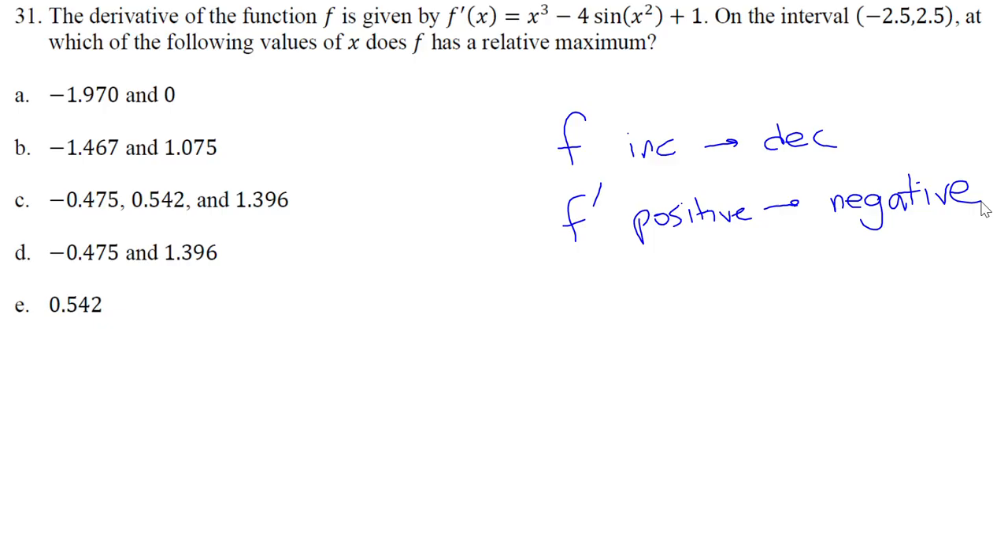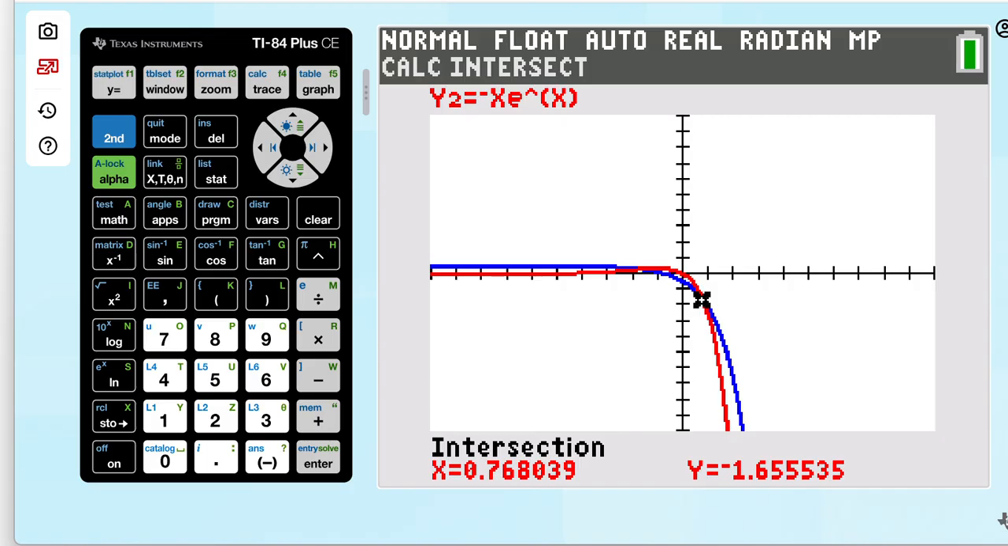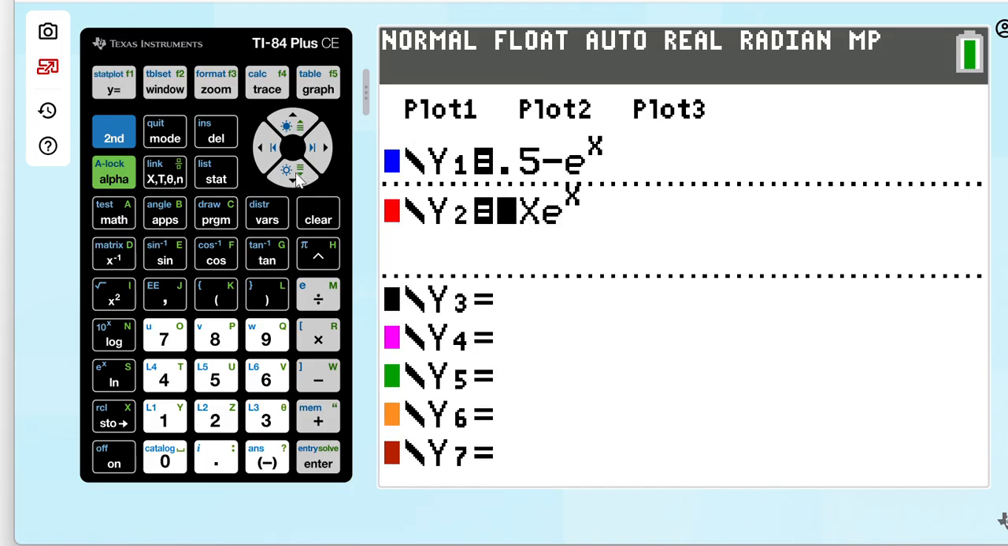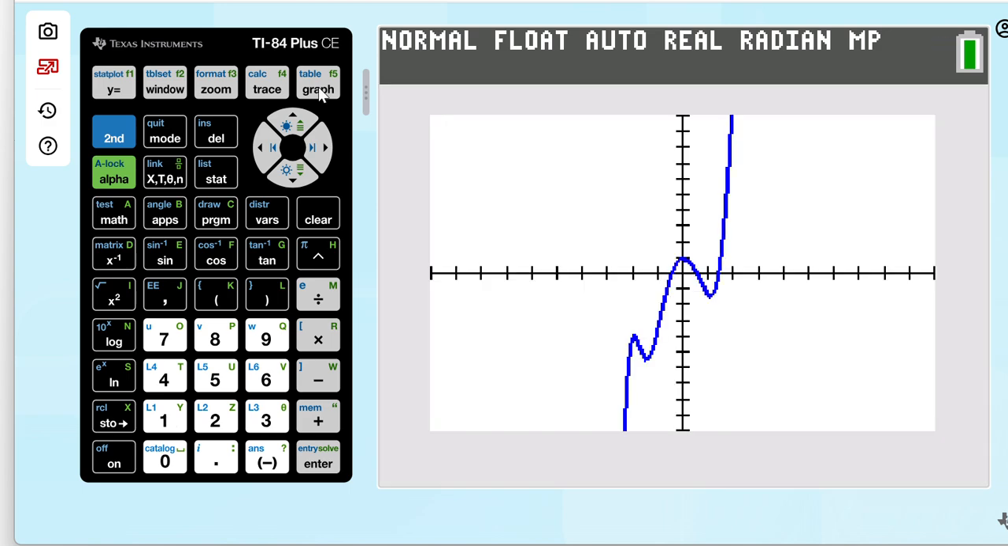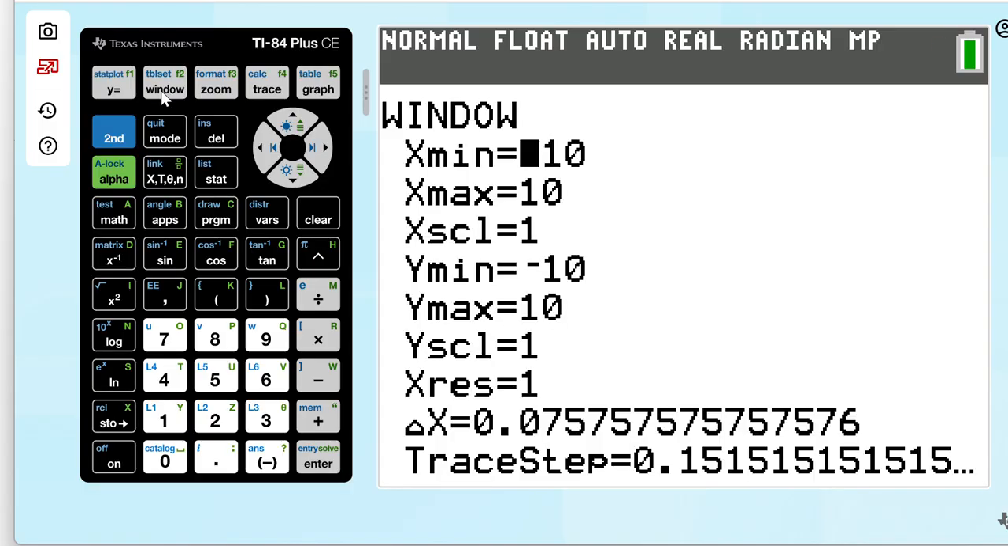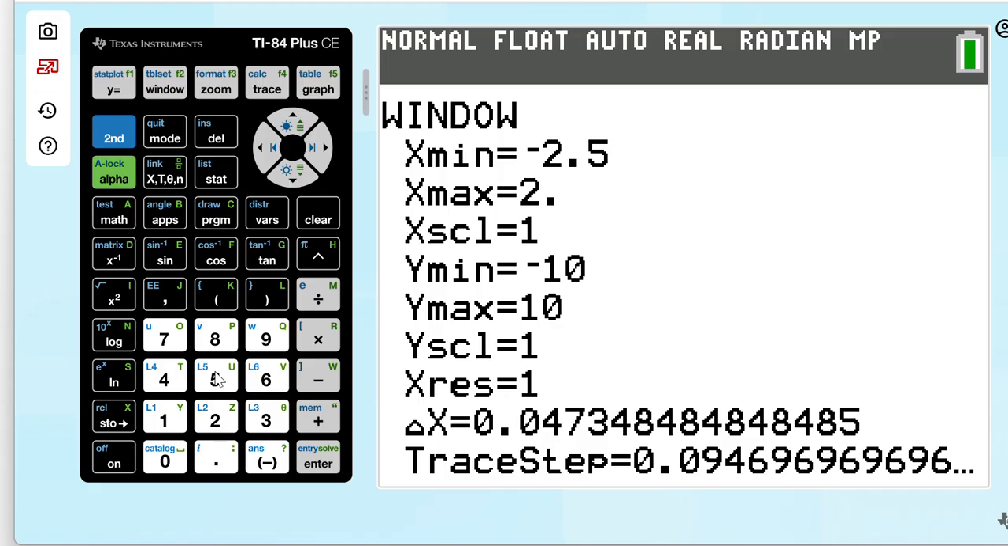So we'll go back to our graphing calculator. We're already on the right zoom, so we'll just clear out from the y equals screen both of our equations. We'll type in our new equation, which is x to the third minus 4 sine of x squared, plus 1. And we'll graph it, and we get this. We could probably just get our answer from here pretty easily enough, but just to make sure, I always like to change my window to what's given in the problem. So I hit window, change the x min to negative 2.5, and the x max to positive 2.5.